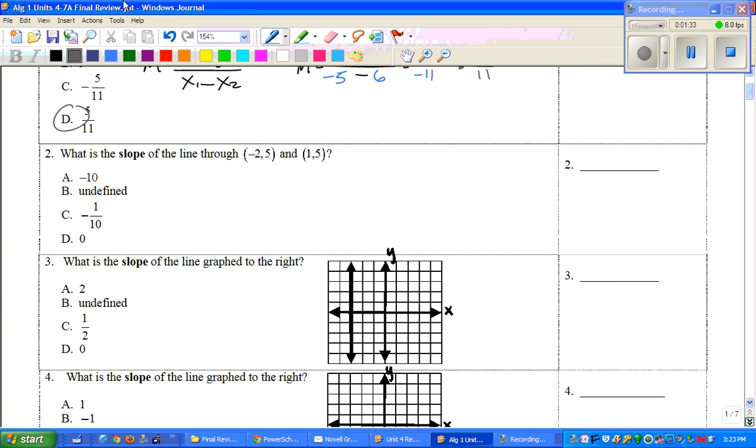Okay, number 2, we're doing the same thing. Y's go on the top, x's go on the bottom. Always put your negative signs down so you don't forget them. The y's on the top, x is on the bottom. 5 minus 5, 0. -2 minus 1 is -3.